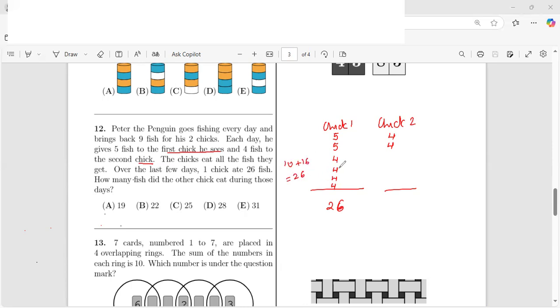26. Because if you do 5 times 4, which is 20, you don't get a 6 from the 4 table. So this is 5, 5, 5, 5. So he gives 5 fish to this one and then 4 fish to the next one. And for the other days, this is the second chick, and this will be the first chick that he sees. So you get 20 plus 8, so it will be 28. So the answer for question number 12 is 28.